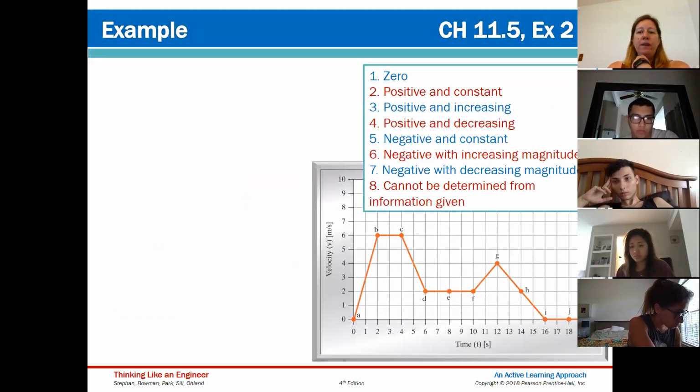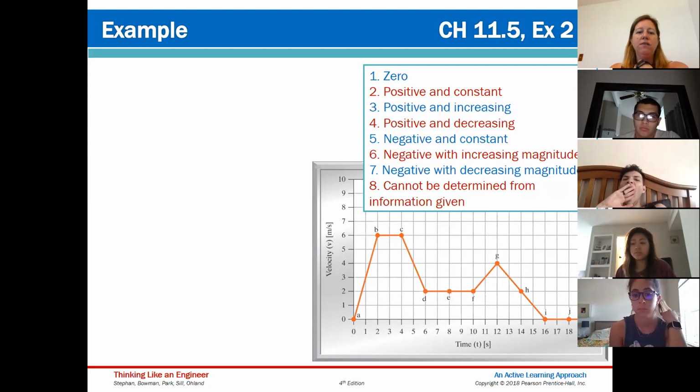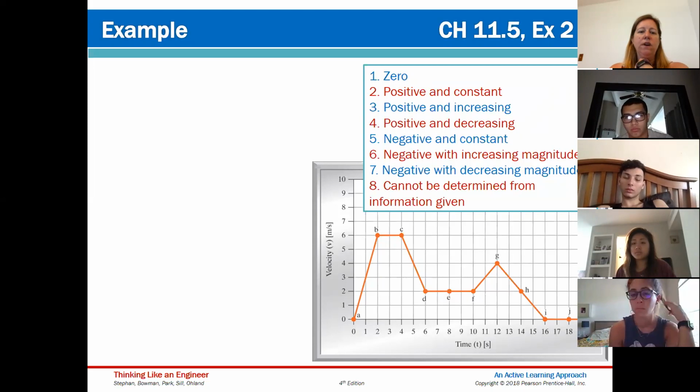So if we bring up an example here, I've provided a graph that has velocity and time on our axes. We're going to use this chart of 0 for number 1, positive and constant for number 2, positive and increasing for 3, positive and decreasing 4, negative and constant 5, negative with increasing magnitude 6, negative with decreasing magnitude 7, or 8 cannot be determined from the information given to describe what is happening in this graph.